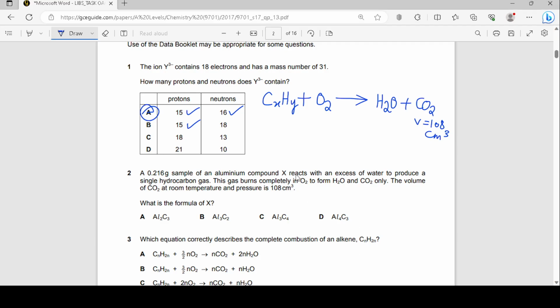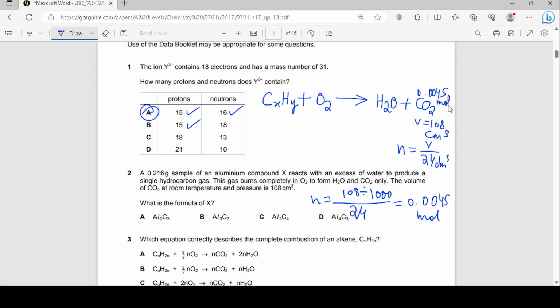And if we want to find the moles of carbon dioxide, then we know the formula that moles equals the volume over 24 at room temperature and pressure. That would be 24 dm cubed, right? So we need to convert 108 cubic centimeters to cubic decimeters, so we just divide by 1000. So n equals 108 divided by 1000, basically, over 24, right? So if you do that, it's 0.108 over 24. So you get 4.5 times 10 to the power of minus 3, or you could write it as 0.0045 moles, right? So that's the moles of carbon dioxide that you have.